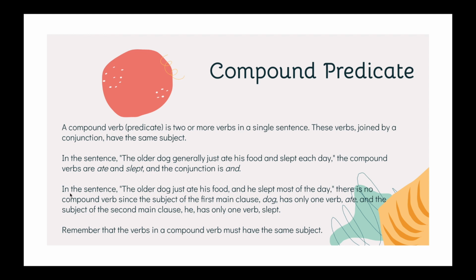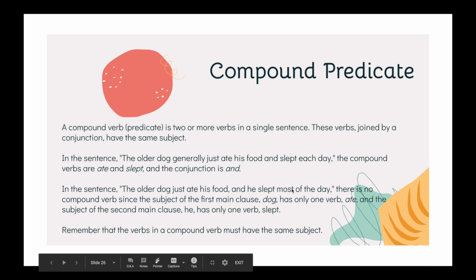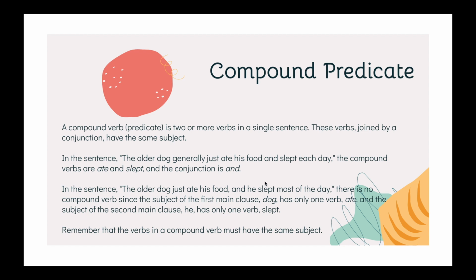Okay, and then in the sentence, the older dog just ate his food and he slept most of the day. Okay, there is no compound verb here because the subject of the first main clause, dog, has only one verb, ate, and the subject of the second main clause, he, has only one verb, the word slept. Even though the word he can refer to the word dog, since they are two subjects, it's still considered two different subjects. Okay, the word dog and the word he are two different subjects.